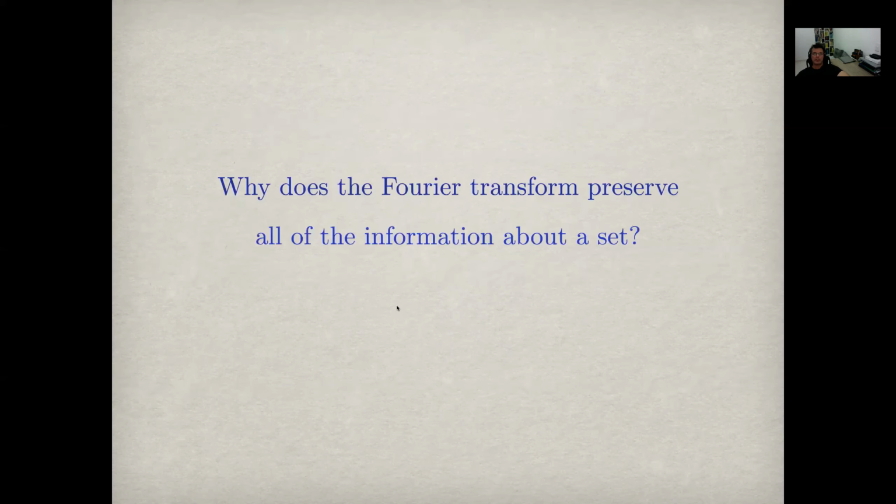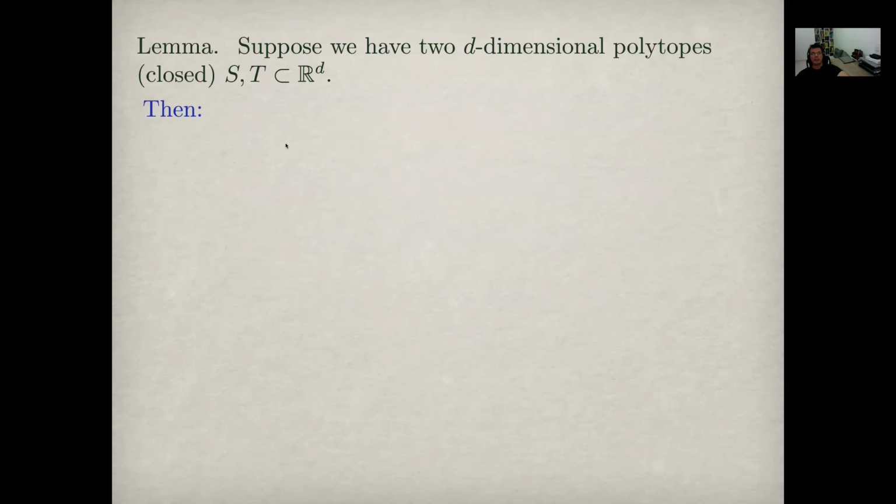Okay, so let's see what's next. Why does the Fourier transform preserve all the information about a set? Well, suppose we have two sets, two polytopes. And so we have to be a little bit careful. Suppose we have two d-dimensional polytopes, closed. All of our polytopes are always closed by assumption, S and T.